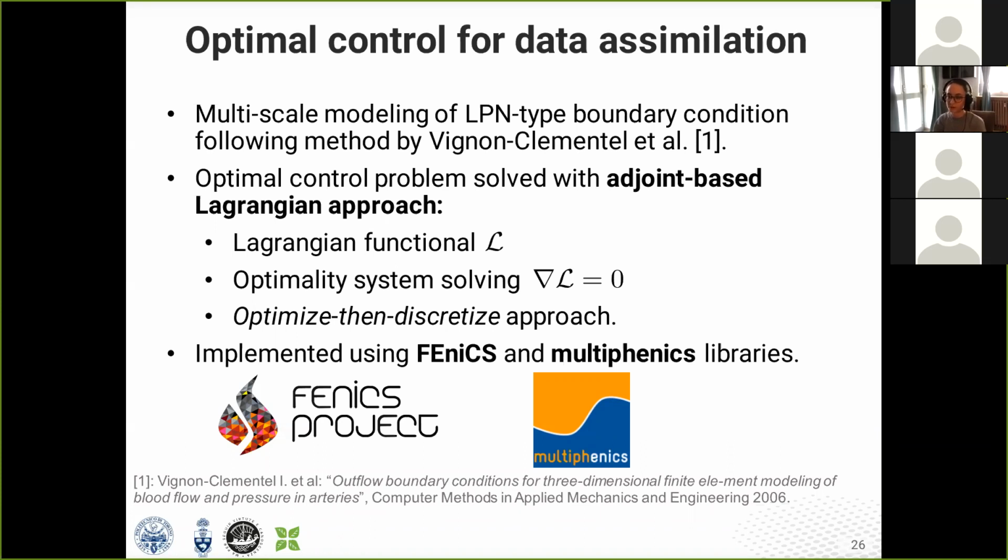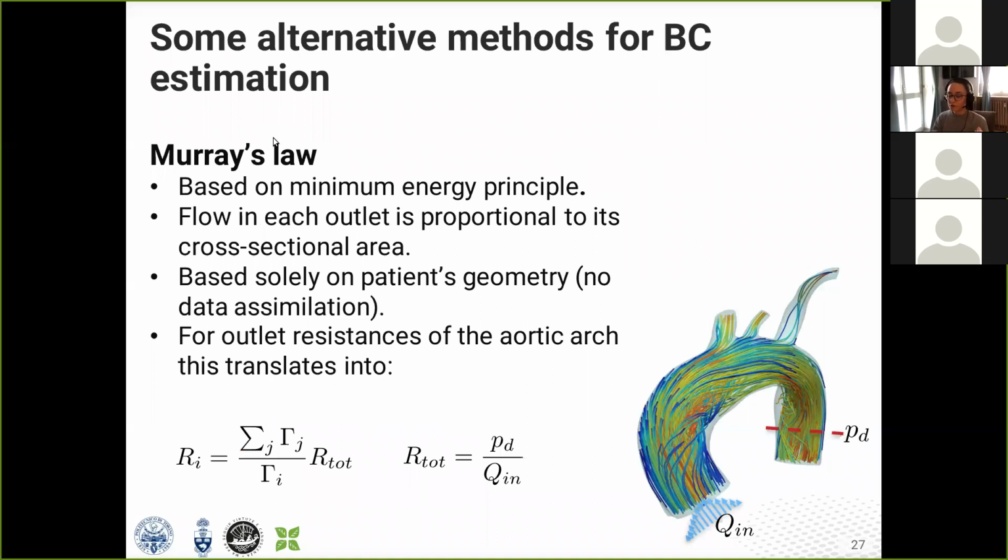And we also use an optimize-then-discretize approach. So we first optimize the system and then we discretize it. For the actual implementation, we use two open source libraries, FEniCS and Multiphenics. In particular, Multiphenics is developed, as you all know, I think, at MathLab. So before showing you the results on how optimal control performed on our patient-specific cases, I just want to introduce to you some alternative methods that are used in the literature for boundary condition estimation.